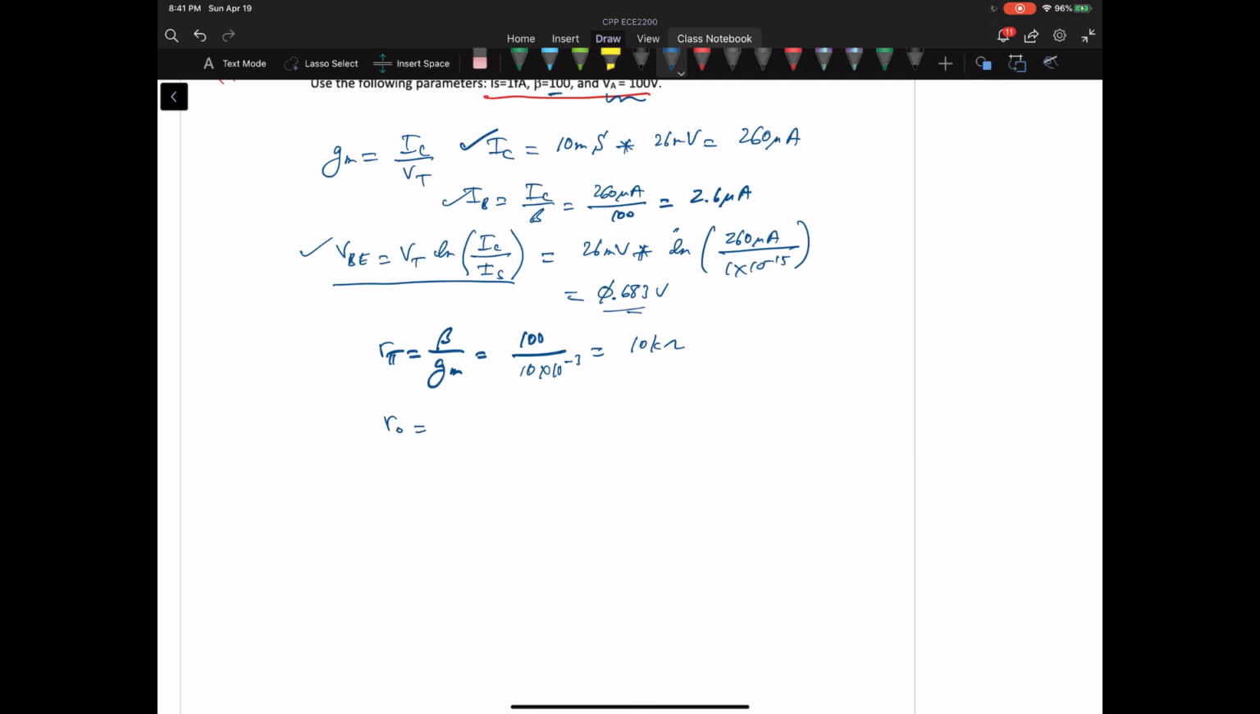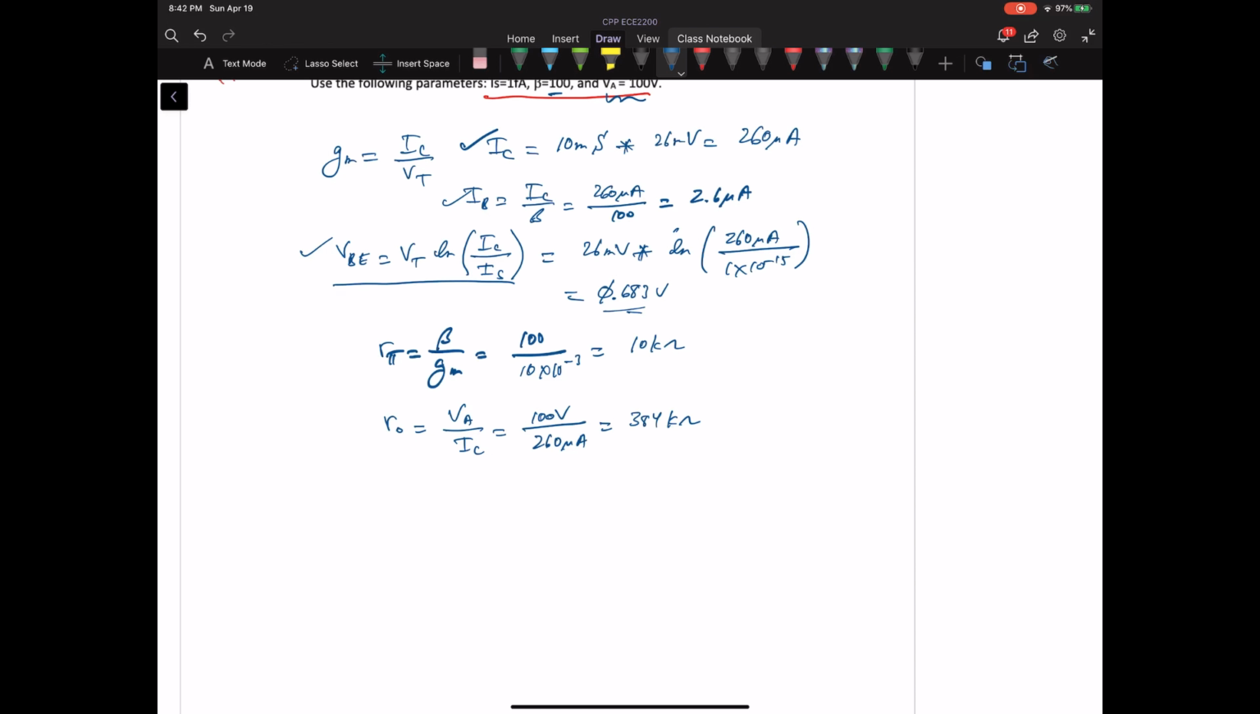And r sub pi, sorry, RO is, what is RO? I have to remember, VA over I sub C. So it's 100 volts divided by 260 microamps. That is 384 k ohm of resistance.